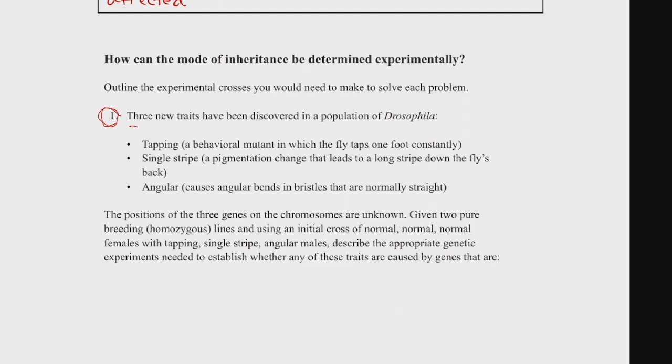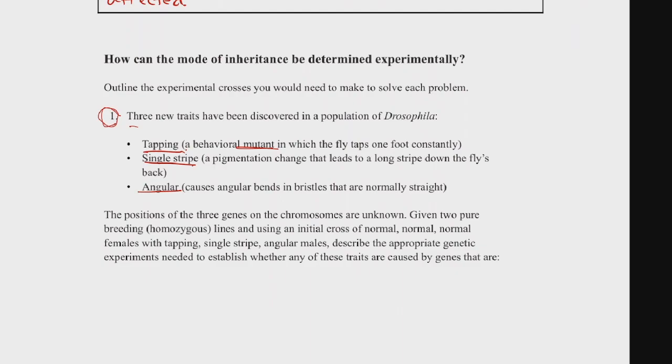So three new traits have been discovered in a population of Drosophila. Tapping, a behavioral mutant, where the fly taps one foot constantly; single stripe, a pigmentation change that leads to a long stripe down the back; and angular, which causes angular bends in bristles that are normally straight. So these are all recessive or abnormal. The position of the three genes on the chromosomes are unknown.